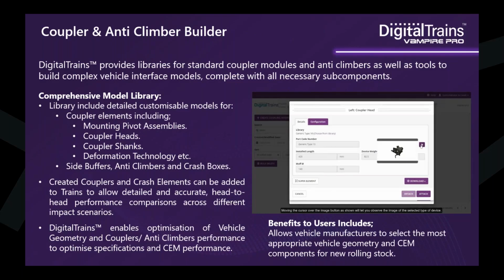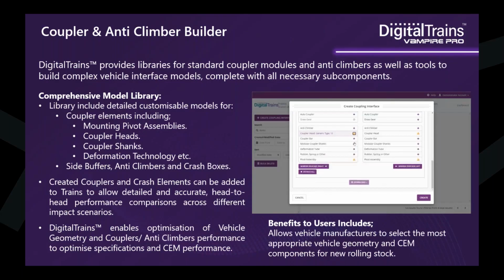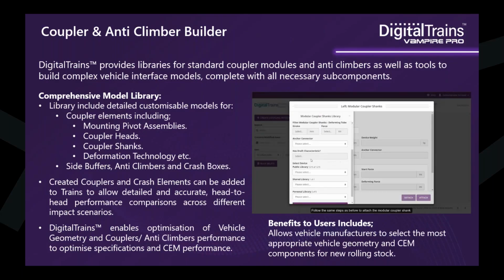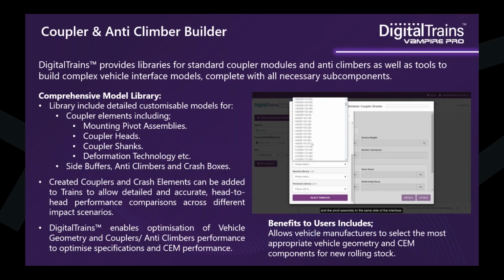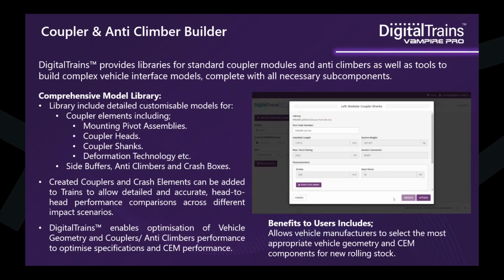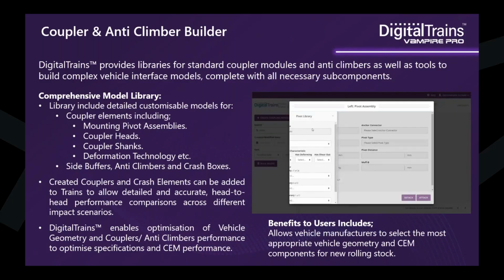Digital Trains also enables optimization of the couplers and the anti-climber performance to ensure the mandatory safety standards, such as EN 15227, are being achieved. And this gives benefits again to the vehicle manufacturers to ensure the most appropriate crash energy management system components are selected to meet these standards and can be designed into their new rolling stock.